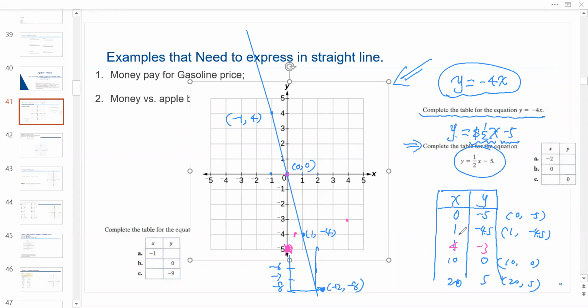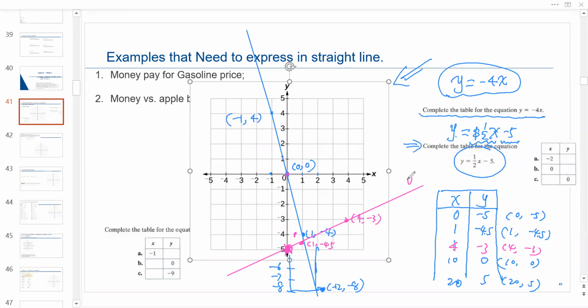I'm sorry, here 1, 4.5, I'm wrong for this one. -4.5 is right here. Here is 4, -3, right? So the first dot is right here, the second dot is right here, the third dot is right here. So we can link these 3 dots together. They are in a linear line. You can graph it into a linear line, right?